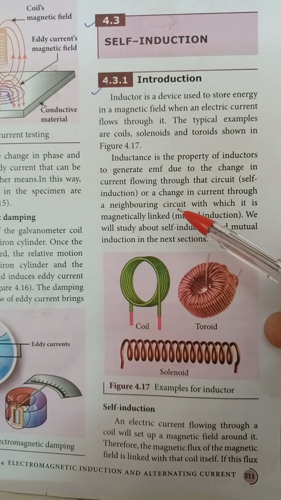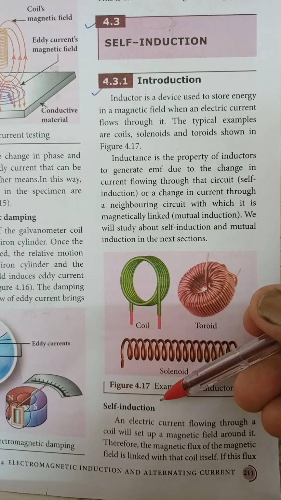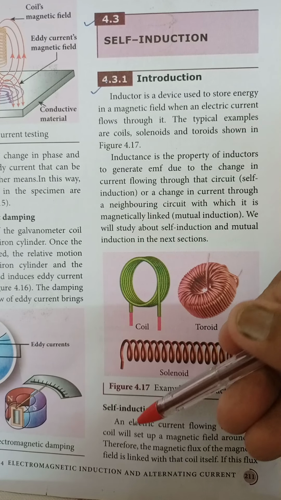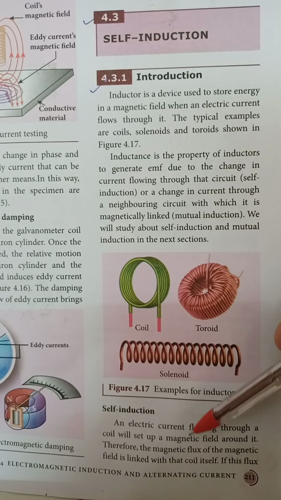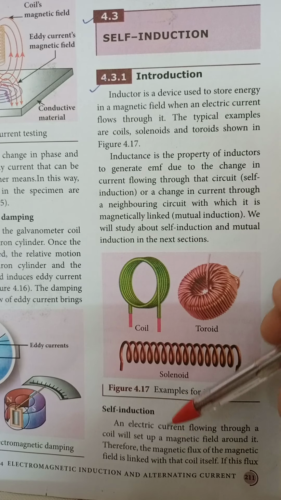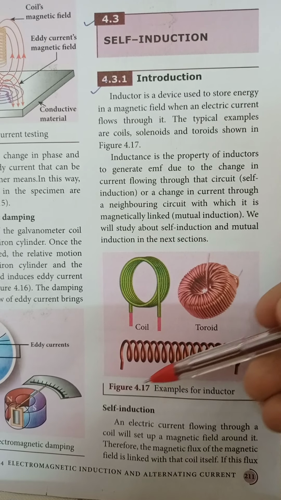We will now study self-induction and mutual induction. Self-induction. What do you mean by self-induction? When electric current flows through a coil, it sets up a magnetic field, and because of the change in the magnetic field, an EMF is induced in the same coil itself. Then that phenomenon is called self-induction.